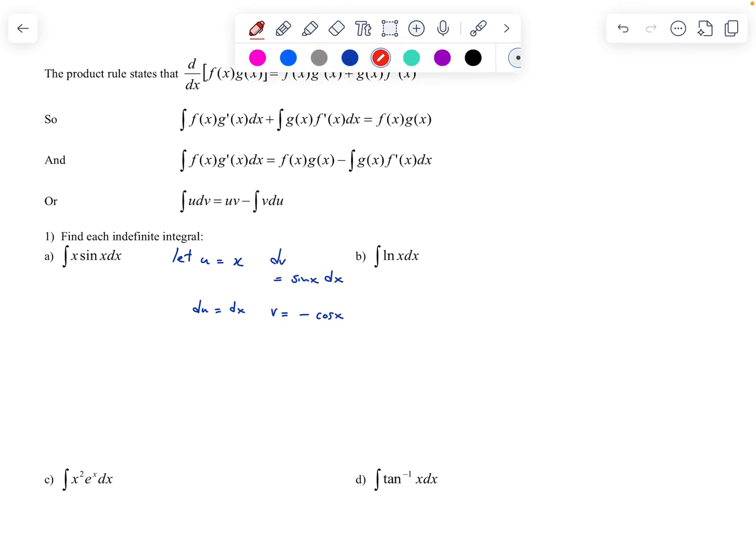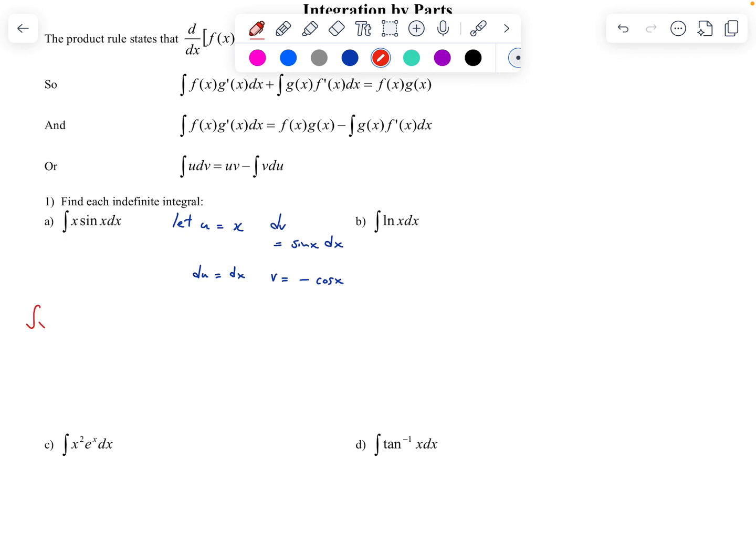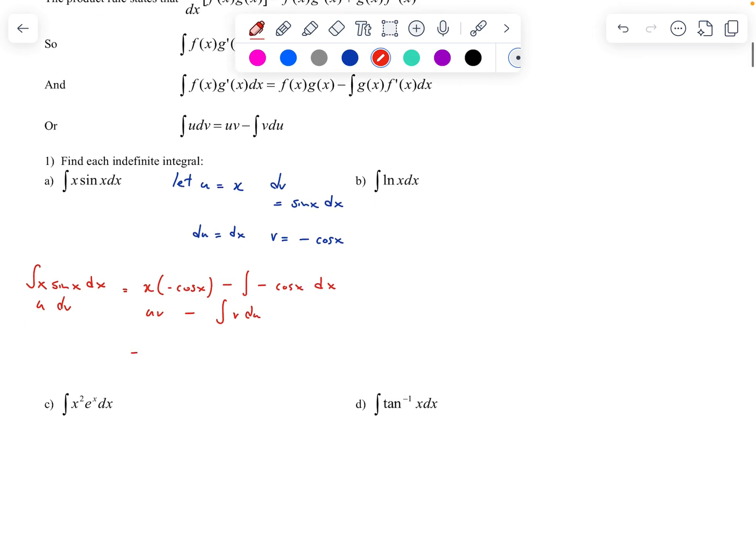So the integral of x sine x dx, that's u dv, is equal to uv minus the integral of v du. So that's x times negative cos x, subtract the integral of negative cos x dx. Let's rewrite that. That's negative x cos x, negative negative, plus the integral of cos x.